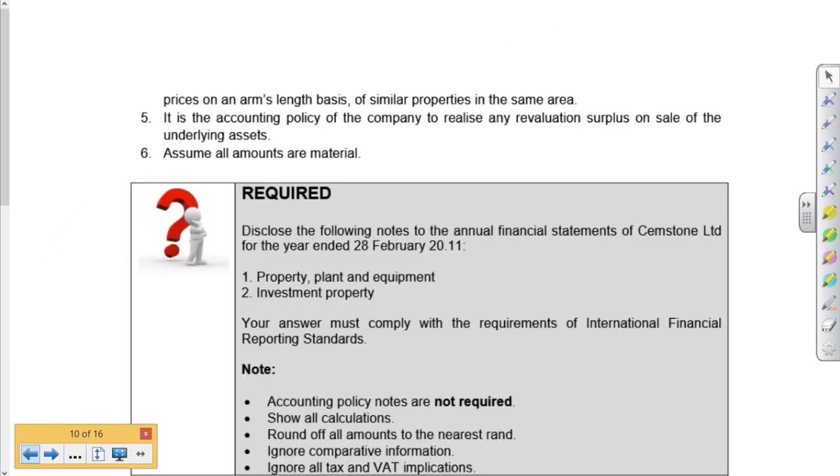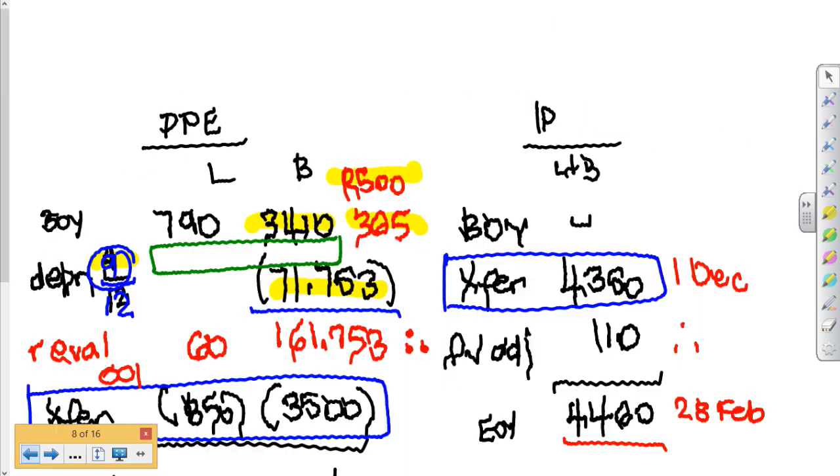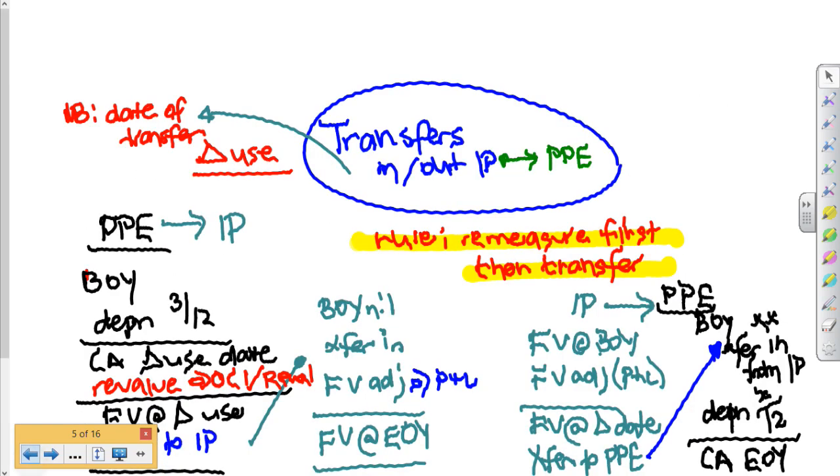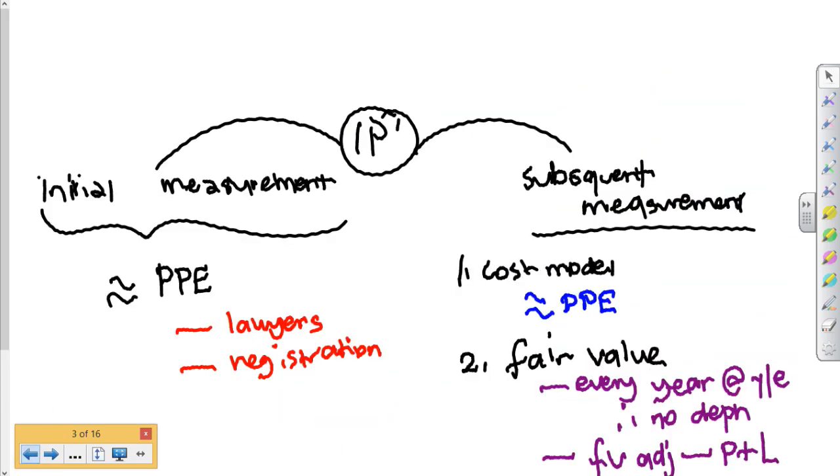Let's do a quick overview before we do the assignment question. Sorry, I'm trying my best to go all the way back here.